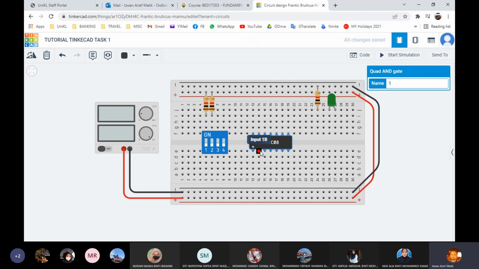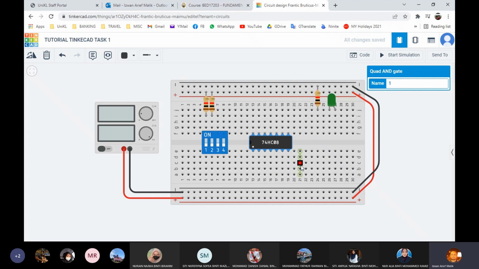Okay, input 1A, input 1B, output 1. Input 2A, input 2B, output 2. So input, input, output for the first AND gate. Input, input, output for the second AND gate. This is ground. Input, input, output for the third AND gate. Input, input, output for the fourth AND gate. Just look at the names, 4B, 4A, 4. So that means these 3 are related. This one 3B, 3A, 3. So these 3 are related. This one is power.